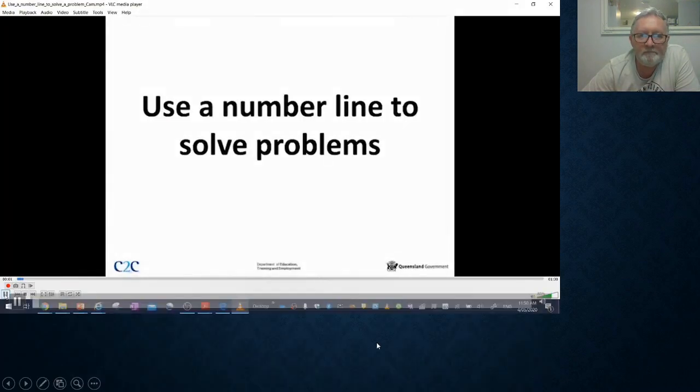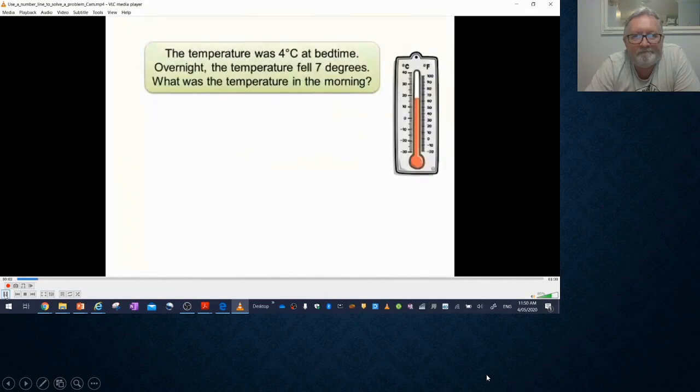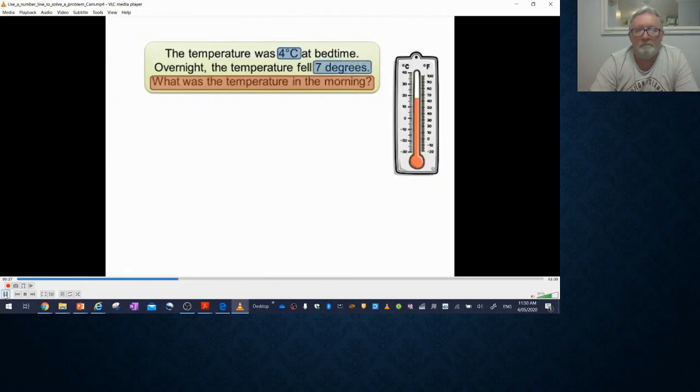Use a number line to solve problems. The temperature was 4 degrees Celsius at bedtime. Overnight, the temperature fell 7 degrees. What was the temperature in the morning? What do we need to find out in this problem? We need to know what the temperature was in the morning. The information we need to solve this problem is it was 4 degrees to start with, and the temperature dropped 7 degrees. Because the temperature is less, you'll need to go backwards from the starting number, like a subtraction problem.